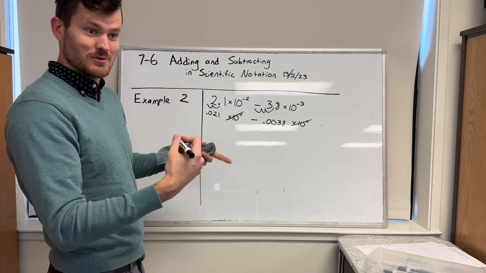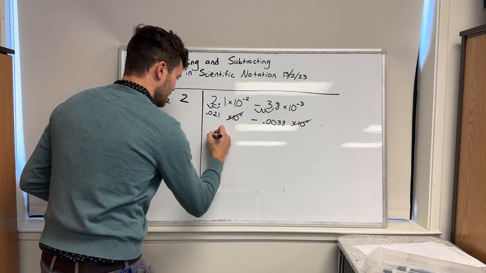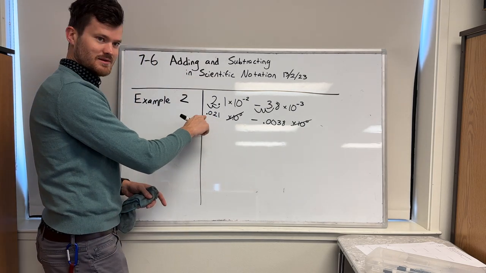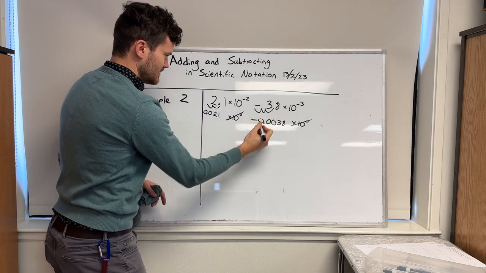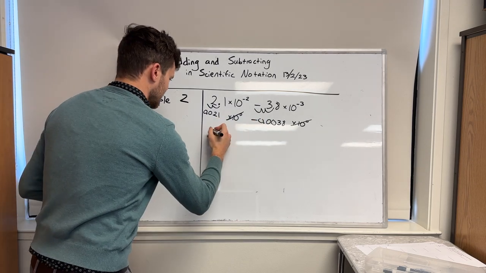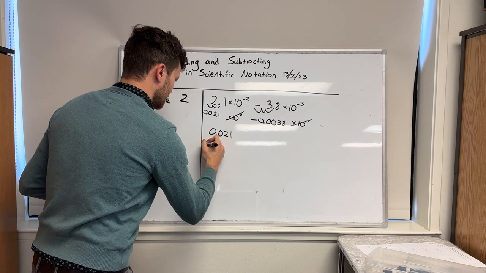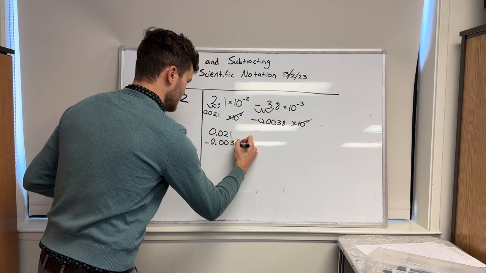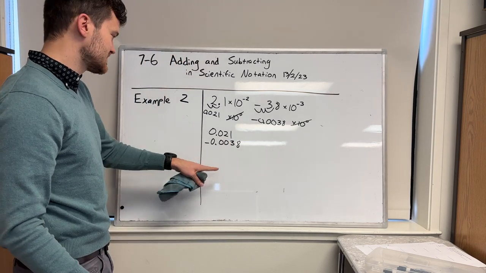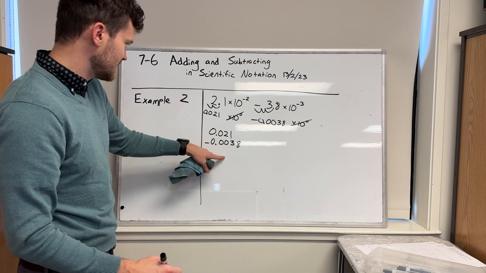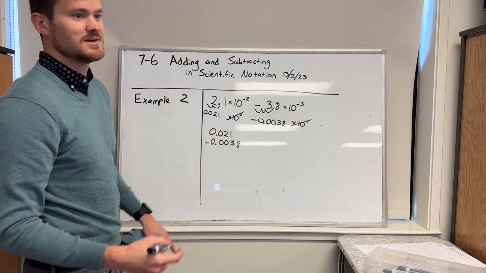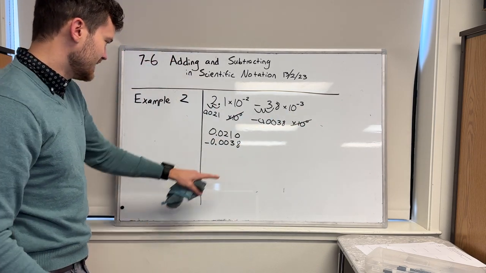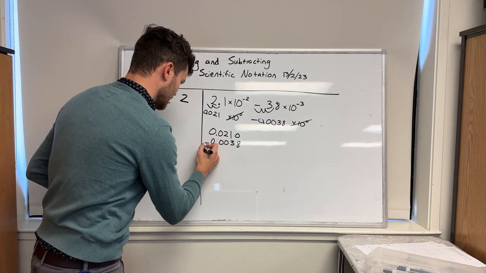All right, let me rewrite our problem. A lot of people write a 0 out front of the decimal, so I'm going to do that as well. You don't have to, but I like to. So I'm going to say 0.021, and I'm going to subtract 0.0038. But, Mr. Sandell, there's numbers there, not a number there. You're missing a number. Exactly. You can have as many zeros as you want. I could put 1,000 zeros there. And now they all match up.